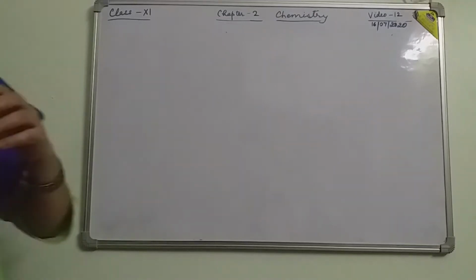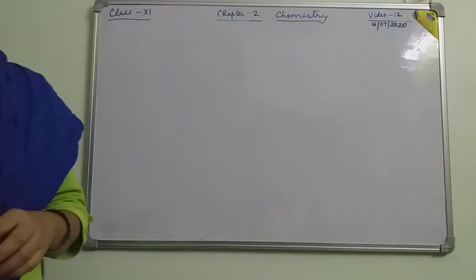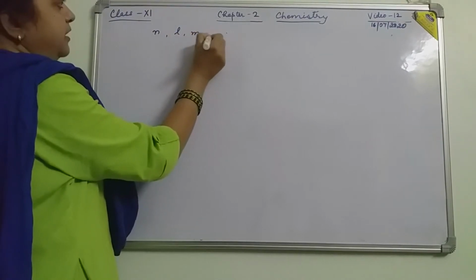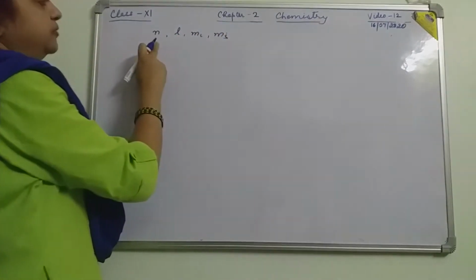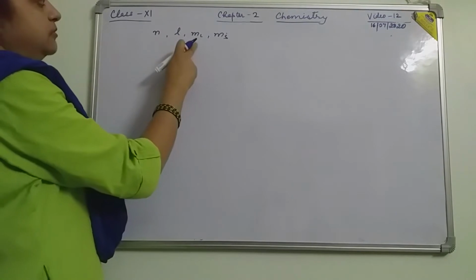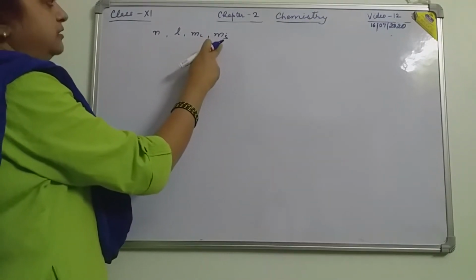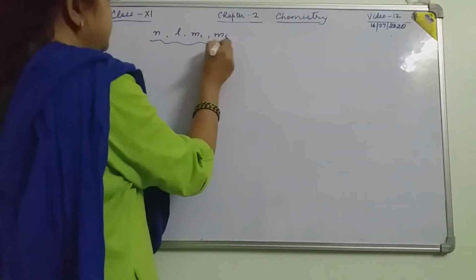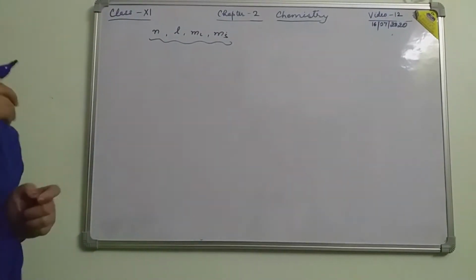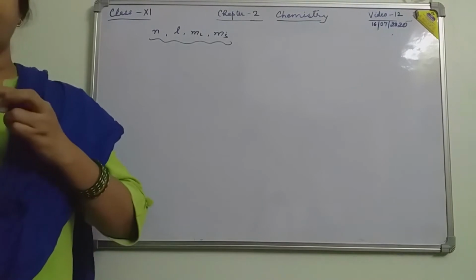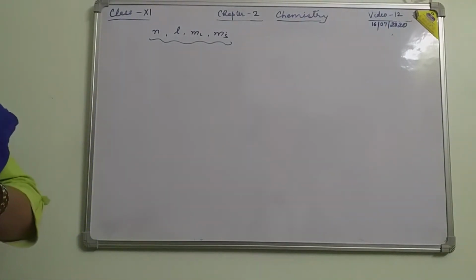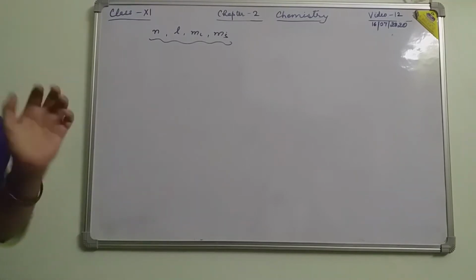Hello everyone. In the previous video we discussed the principal quantum number n, l, m_l and m_s: the principal quantum number, azimuthal quantum number, magnetic quantum number and spin quantum number. Today we will discuss the writing of electronic configuration, the rules for writing electronic configuration, nodes, radial nodes and angular nodes, etc.